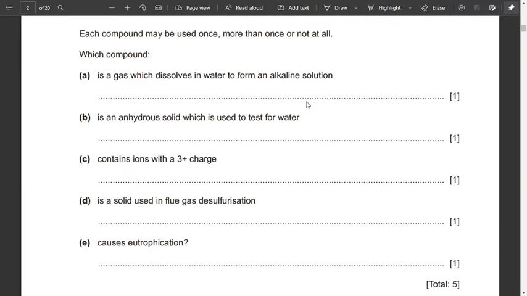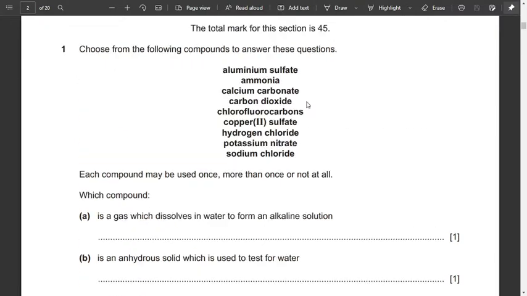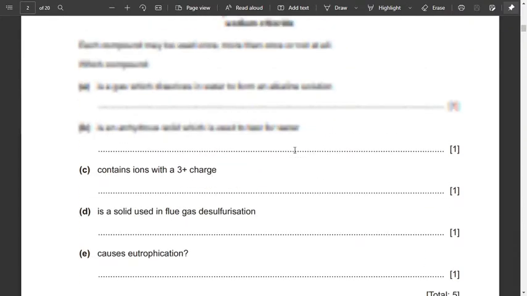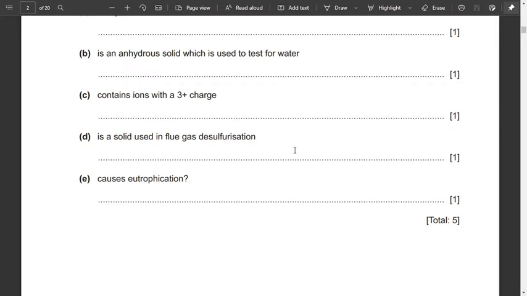Now moving on to part E, it causes eutrophication. Eutrophication is caused by chemicals that are added in fertilizer, because the fertilizer dissolves in water and moves into the river, causing eutrophication. For eutrophication, we basically need a compound which has nitrate in it. So if we look at it, we have potassium nitrate. So the answer for this is potassium nitrate. That's 5 questions, 5 marks. It's an easy gain of marks.